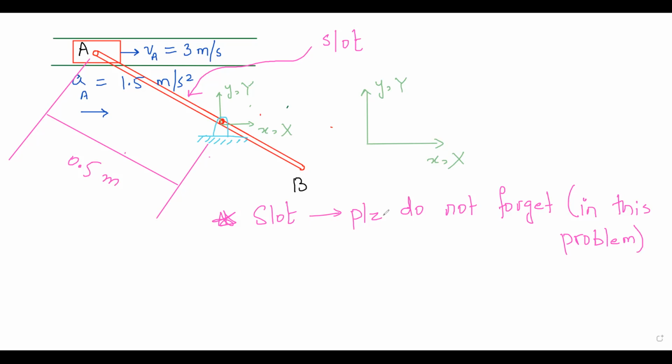So let me draw the slot for our in-class students. So the slot starts from here, let's say, and let's say the slot ends here. So this red point or this rod, the distance between this and this can change because there is a beautiful slot between which it can move.